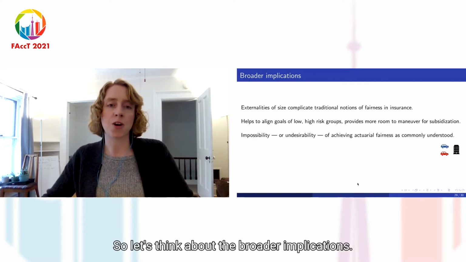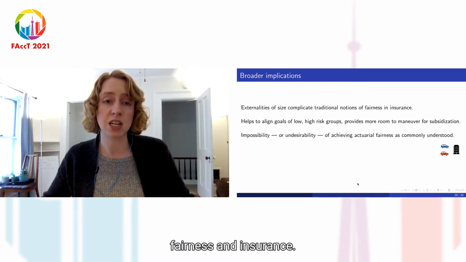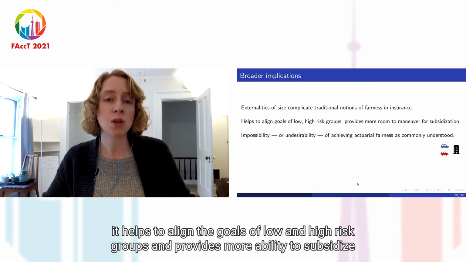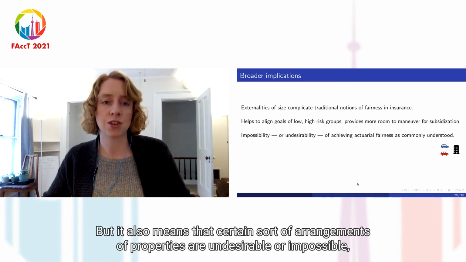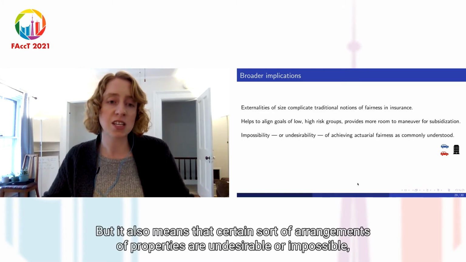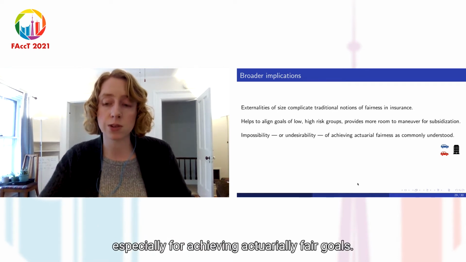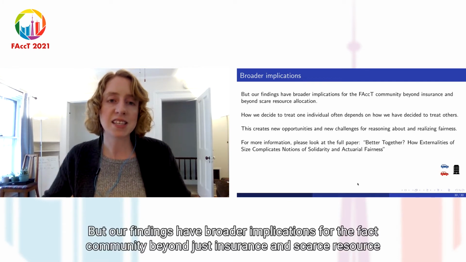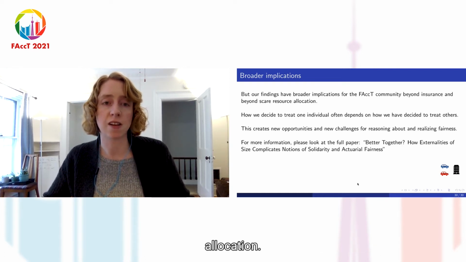So let's think about the broader implications. The high-level summary is that externalities of size complicate notions of traditional fairness in insurance. It helps to align the goals of low- and high-risk groups and provides more ability to subsidize them. But it also means that certain arrangements of properties are undesirable or impossible, especially for achieving actuarially fair goals. But our findings have broader implications for the FAccT community beyond just insurance and scarce resource allocation.